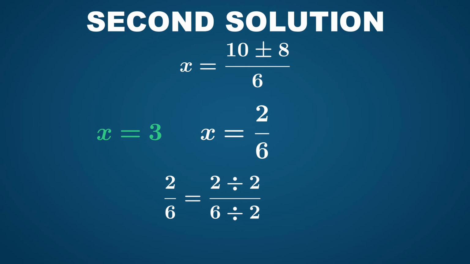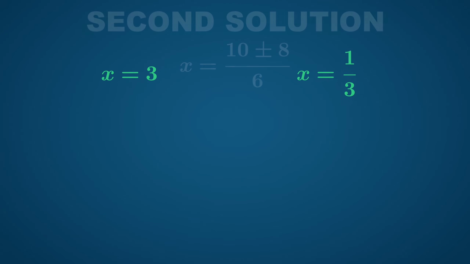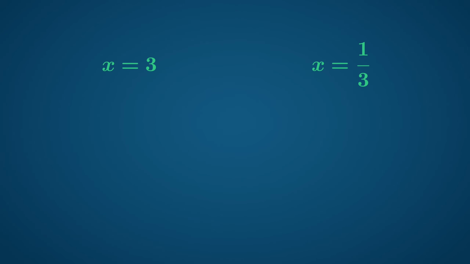We divide the top number 2 by 2 to simply get the positive number 1. We also divide the bottom number 6 by 2 to quickly get the number 3. The fully simplified fractional form is therefore precisely equal to 1/3. The second potential solution for our current math problem is x equals 1/3.